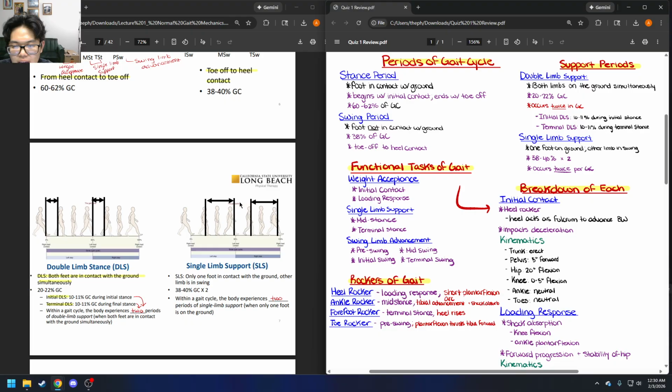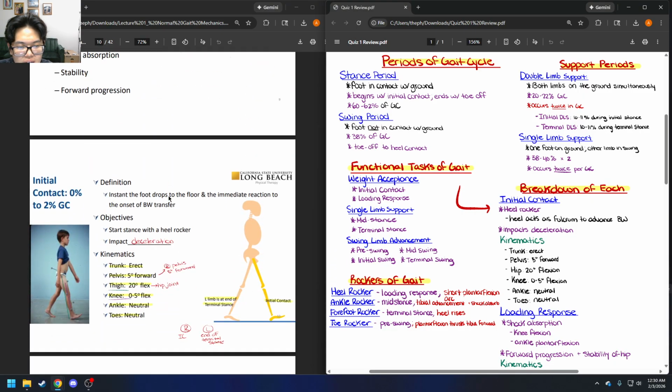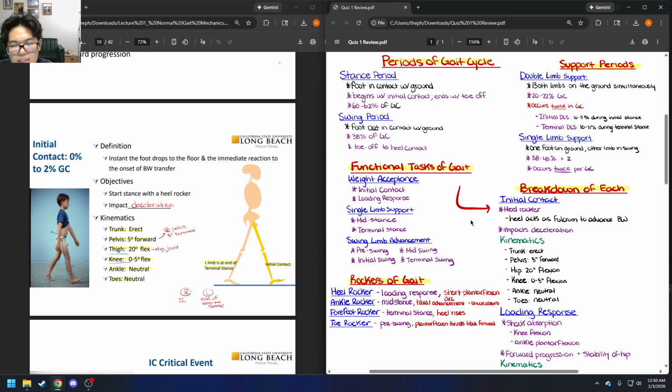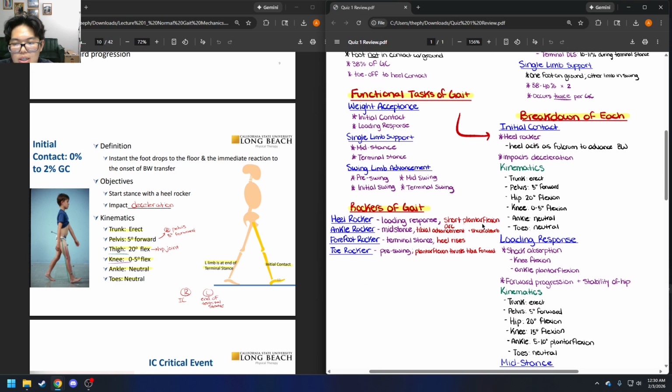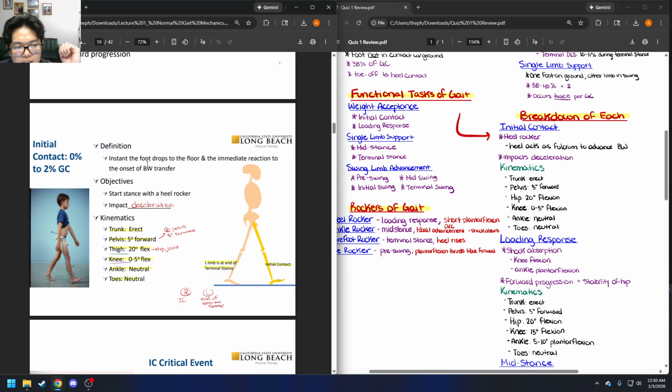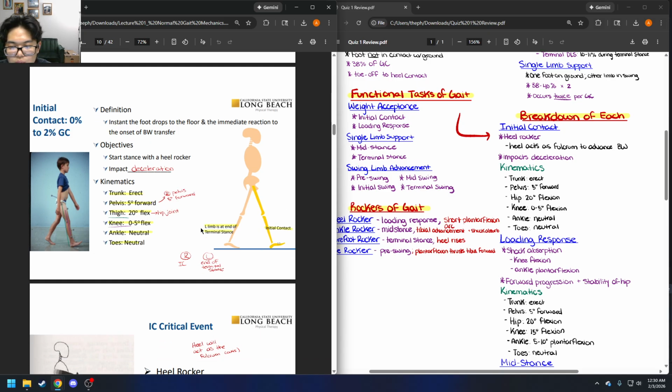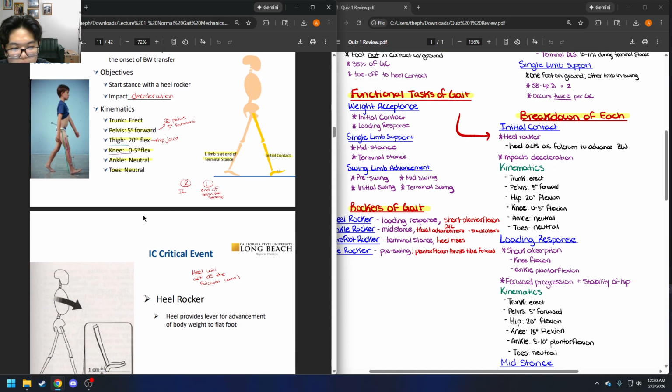Now that we have that taken down, let's go by each phase one by one. So let's start with initial contact. I'm going to leave the definition here as is. So instant the foot drops on the floor, and immediate reaction to the onset of body weight transfer. What I like to think of is just remembering all the important critical events that occur here.